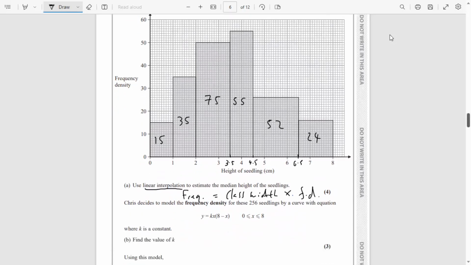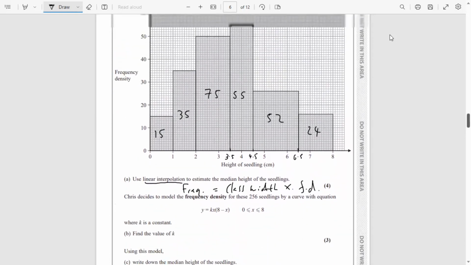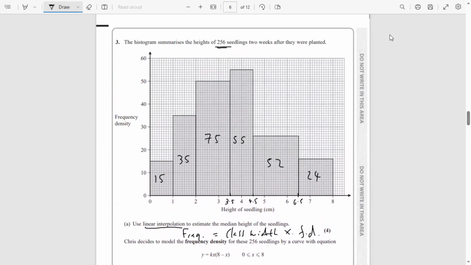So how can we use this to work out where our 128th biggest height is going to lie within this range? It's certainly not going to be in this first group here. It's certainly not going to be between 0 and 1, because the smallest 15 seedlings occur between 0 centimeters and 1 centimeter. We want to find the 128th biggest one, not the 15th biggest one. And it's not going to appear in the next one as well, because 15 plus 35 gives us 50. The 50 smallest ones are in these two groups here, but we want to try and get up to 128.